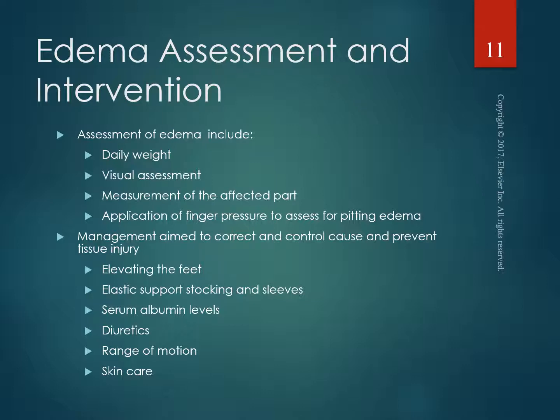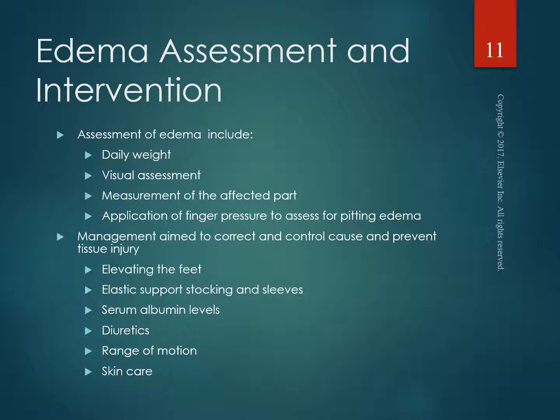Your visual assessment is a measurement of the affected part. So you visually inspect and measure, and measurement of circumference of an extremity can also be useful to assess the degree of swelling. This is particularly useful when swelling is due to something like thrombophlebitis.